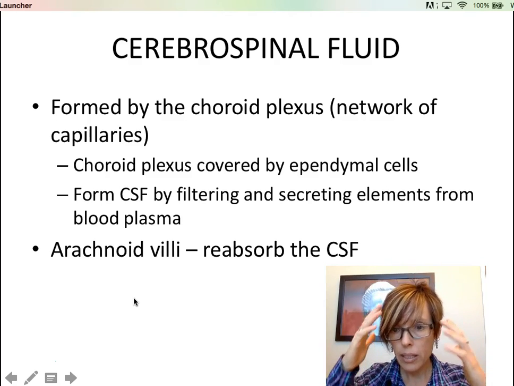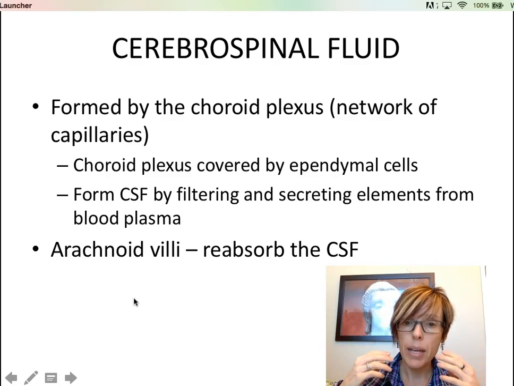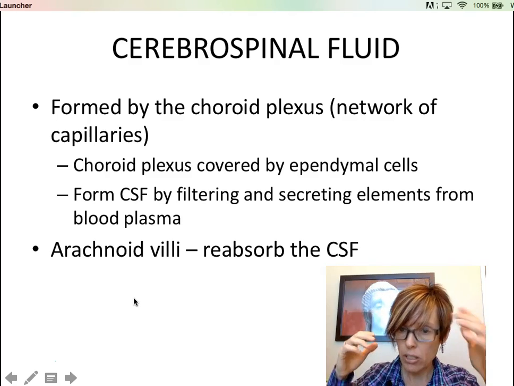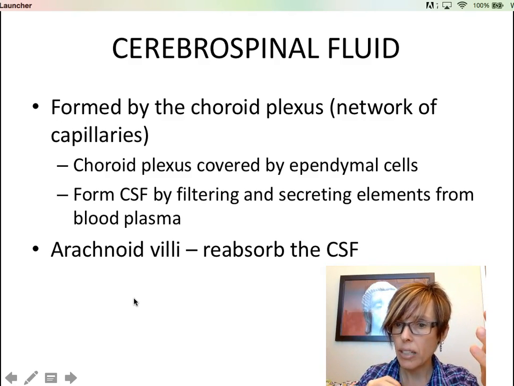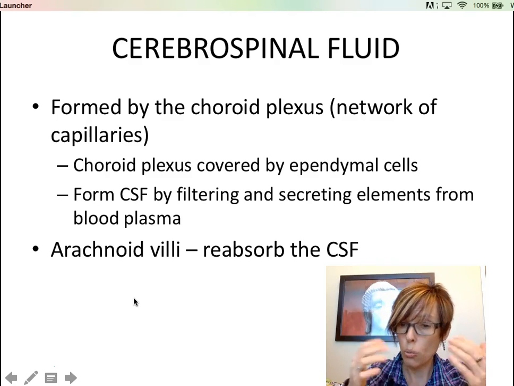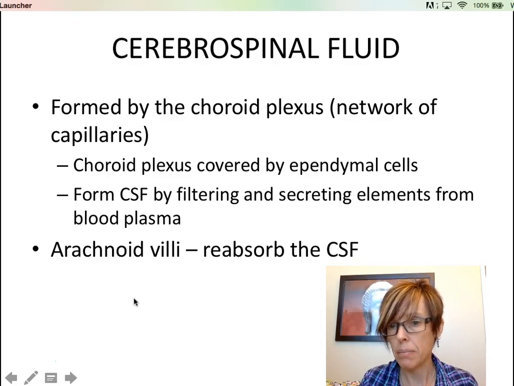So you make the fluid, it bathes the skull, it'll also bathe the spinal cord, right? And then these arachnoid villi, these specialized structures, will also have blood vessels on them. As the choroid plexus makes it, the arachnoid villi reabsorb it back into the bloodstream. Okay, so those wastes that the neurons produce basically get filtered by your kidneys.